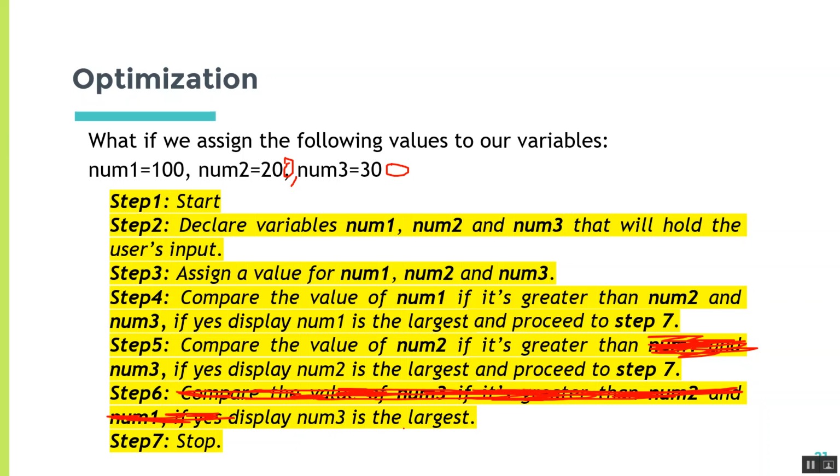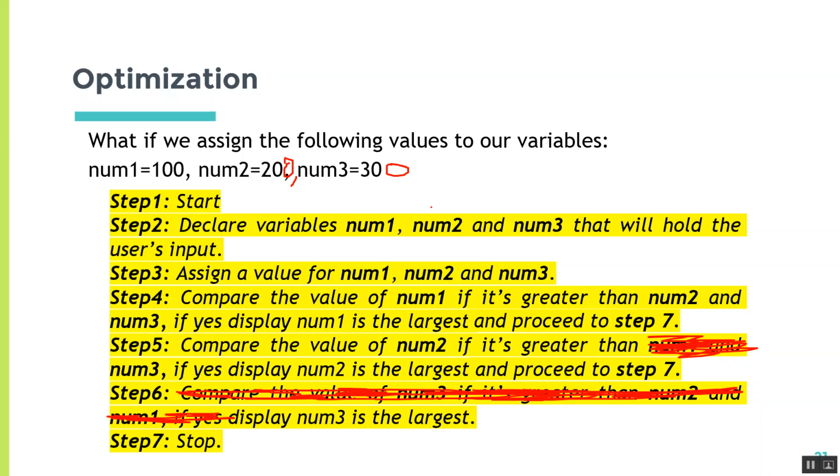We will not reach step 6 if num2 is the largest or num1 is the largest. After step 6, we go to step 7. If you have any questions or if you are confused about this, you could just PM me on my messenger.